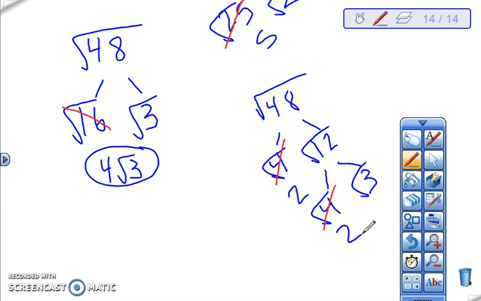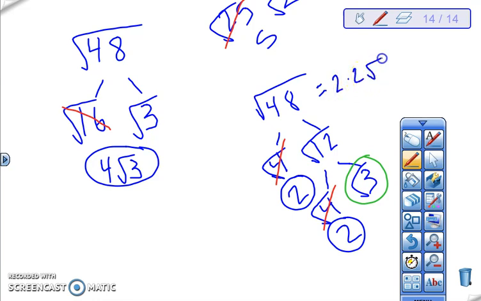So let's see, what was I left over with? Well, the original 4 turned into a 2. The new 4 turned into a 2. And then, of course, the 3 did not square root. So if I'm trying to simplify, it's 2 times 2 times the square root of 3. And, of course, I know that 2 times 2 equals 4, which you notice is the same thing I got when I took out the 16.